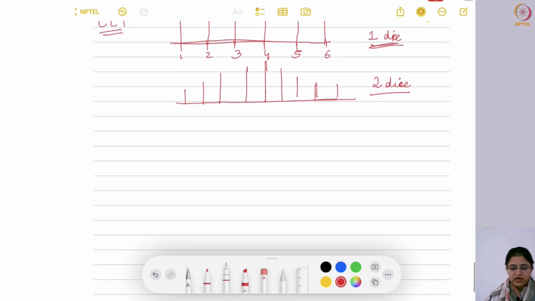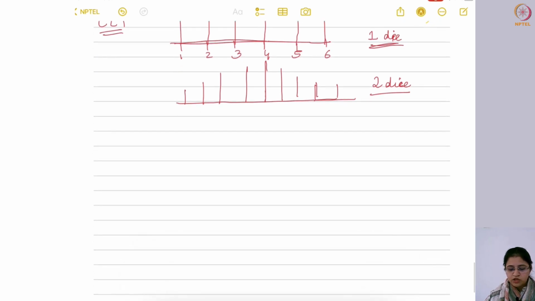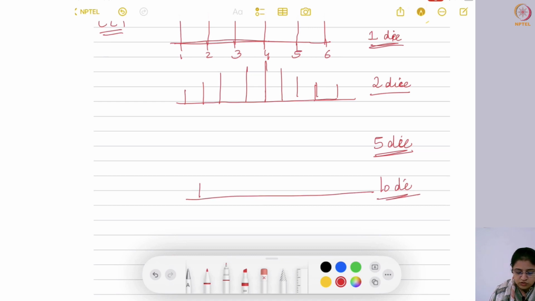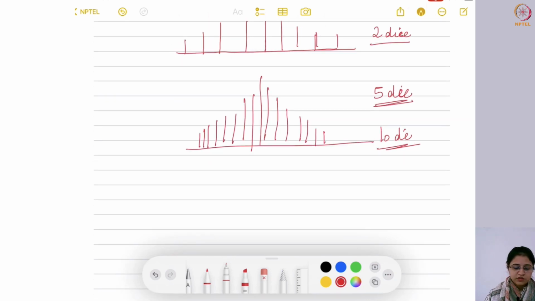Now, if you keep on adding the number of dice, suppose now you take 5 dice and again take the sample mean, plot them and keep on doing this, and you move to more dice, then what you will see is that it starts to get more and more symmetric, that is, more and more normally distributed. So you will see that it becomes something of this shape. You see that it is getting symmetric over here.